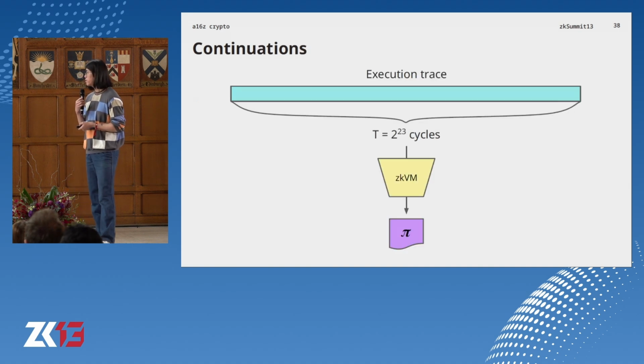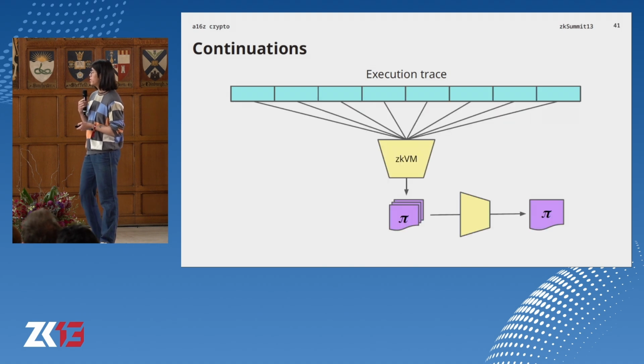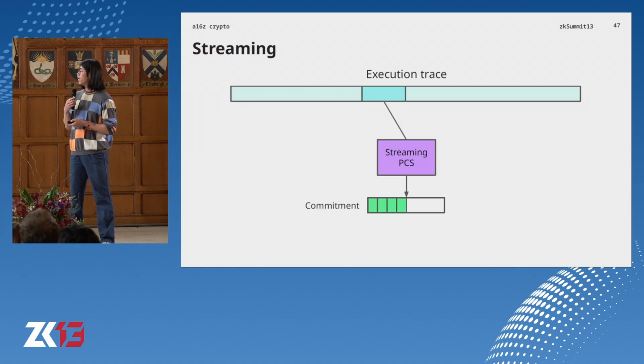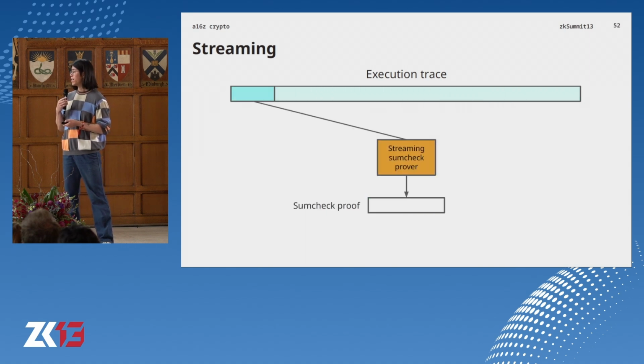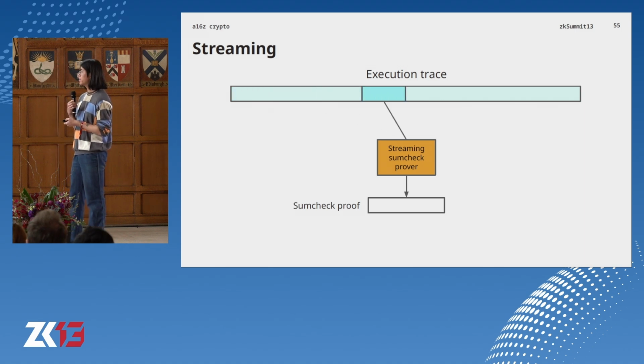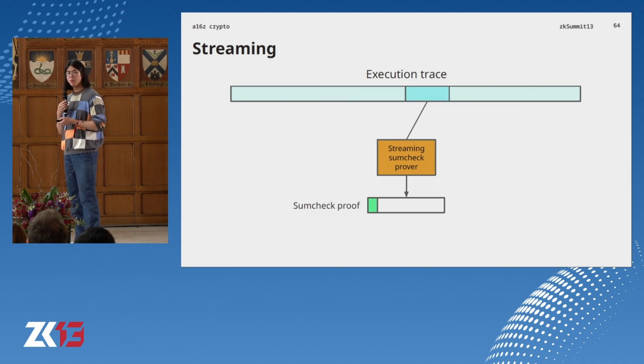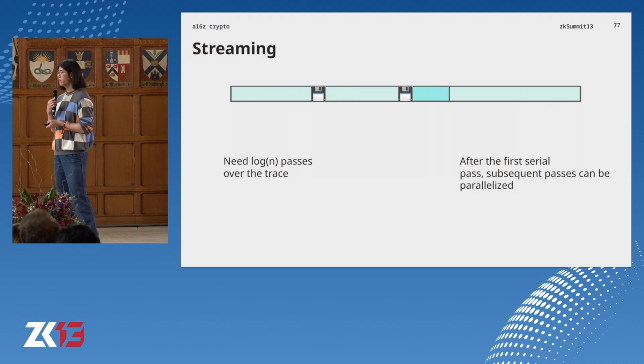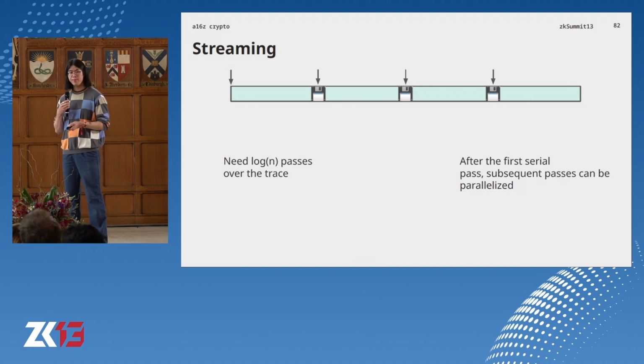In the interest of time, I'm going to zoom through this a little bit. So this is roughly what continuations look like. And compare that to streaming, where we're going to make a sort of streaming pass over the execution trace, or rather multiple passes, generating the trace on the fly, so that we only have to keep a small portion of the trace in memory at any given point. And there are some ways to speed this up. For example, we can take some checkpoints of the VM state on the first serial pass in generating the trace, and then in subsequent passes, we can generate the trace in parallel.